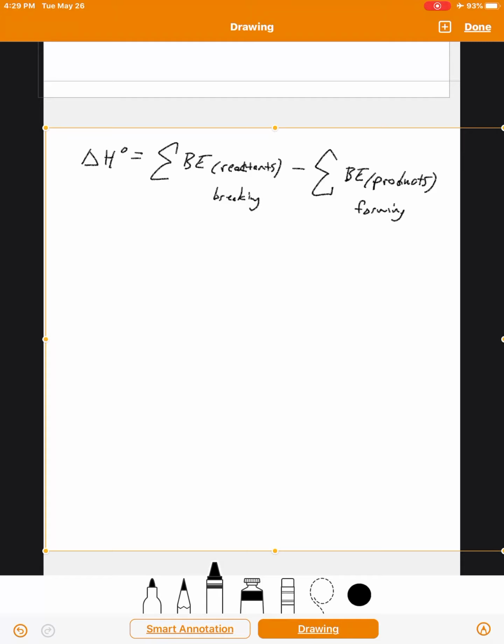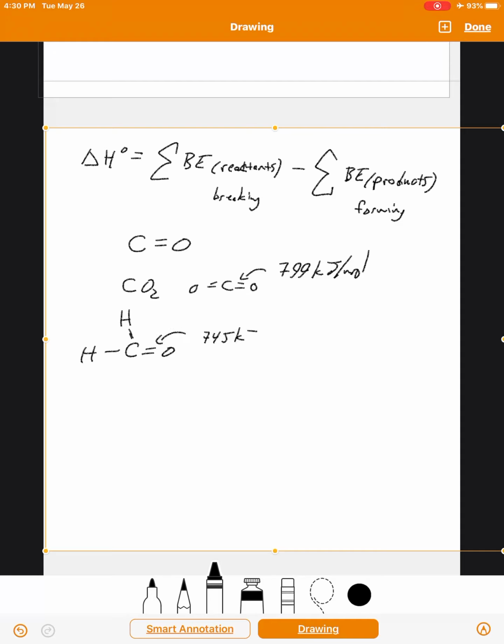I do want to point out one thing: if you're doing the carbon-oxygen double bond, there are two values. If it's in CO2, because CO2 has double bonds, it's 799 kilojoules per mole. If it's C double bond O in some other molecule other than CO2, it's 745. So be careful with those calculations. If you're doing CO2, it's 799. If it's in a different type of molecule with C double bond O, it's 745.